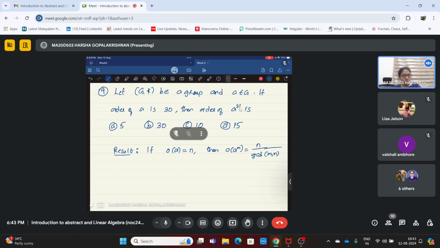What we need to find is the order of A power 21. So m is 21. So the order of A power 21 equals 10. Yeah, very good. It is just n by GCD of m and n. What is n here? The order of A, which is 30. And m is 21 and n is 30. GCD means greatest common divisor. That is 3, right? The greatest value that divides both 30 and 21 is 3. So it is 30 by 3, which is 10. So option C is the correct answer.